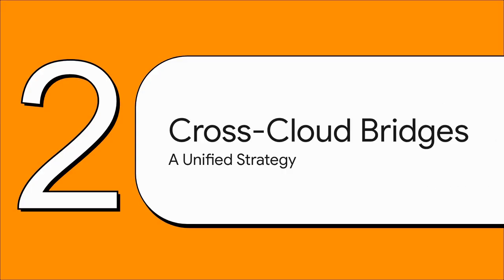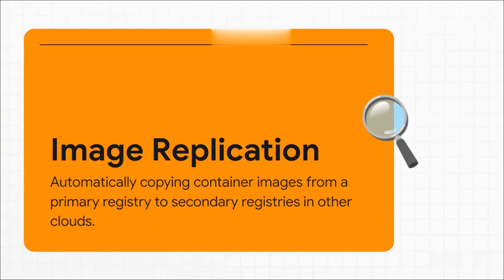Okay, so since there isn't a magic button, we've got to get a little bit clever. It's time to put on our engineering hats, because if you can't break down the silos, you've got to build over them. It's time to build some bridges. And our bridge? It's built from a really simple but really powerful idea. Image replication. Think of it like a global library system. When a new bestseller arrives at the main branch, you don't make everyone in the world travel there to check it out, right? Of course not. You automatically send copies to every local branch. That is exactly what we're going to do with our container images.